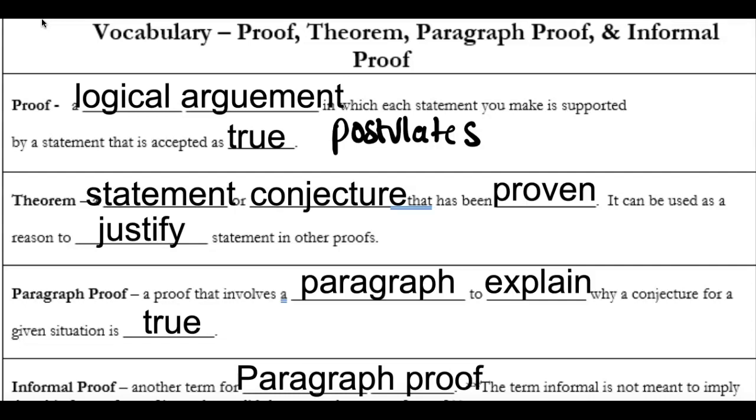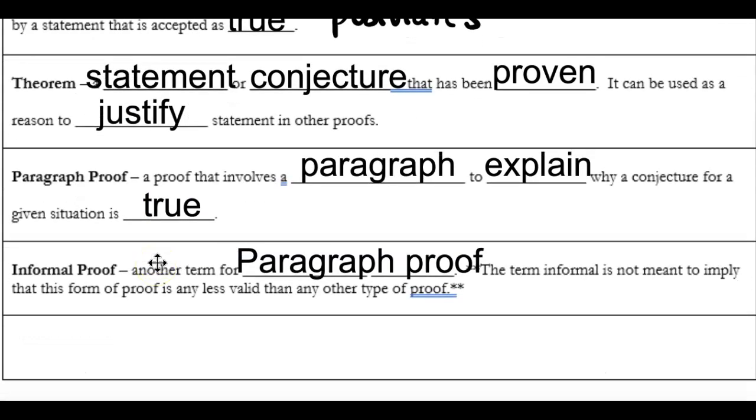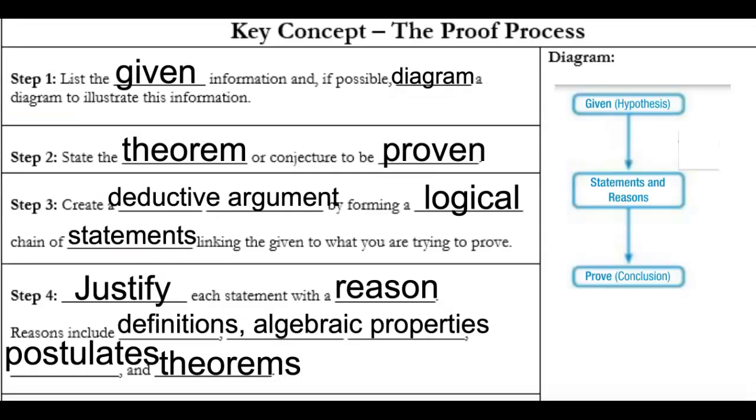Paragraph proofs are a type of proof. It's written in paragraph form. The term informal is not meant to imply it's any less valid. It's just another way of referring to that proof. When we go through proofs in our lesson, I'm going to give you the outline of them, and then we're going to go into just filling in the blanks. So go through the process step by step.